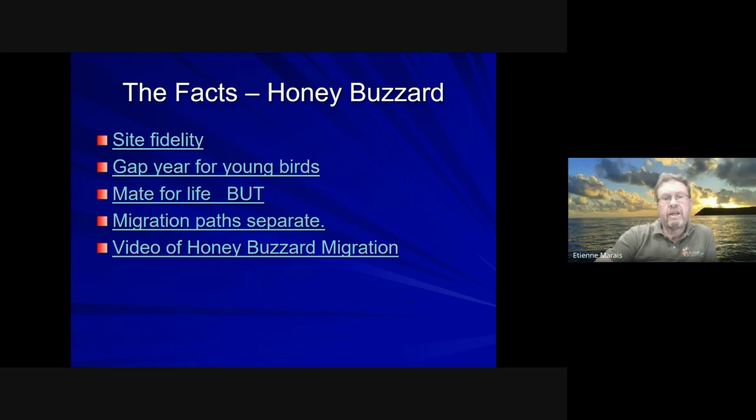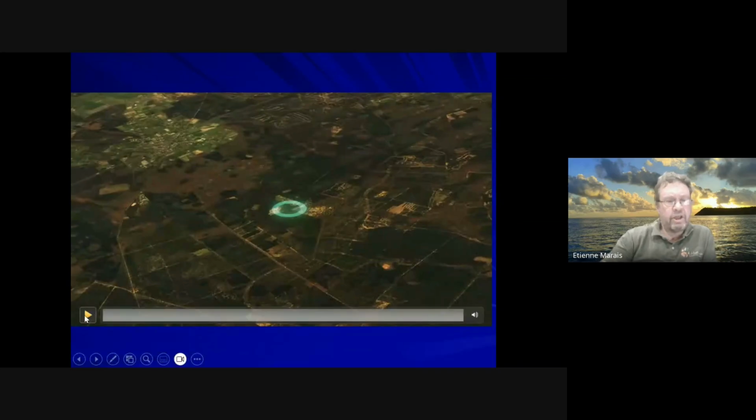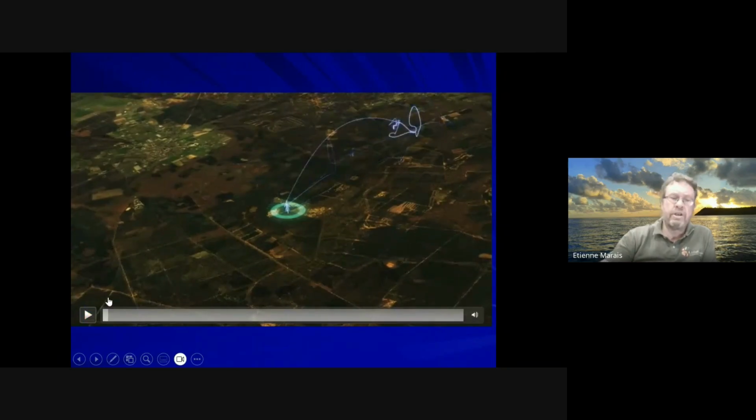And then some interesting facts about honey buzzards. First of all, the thing that struck me was the site fidelity, and then the gap year for young birds, and the fact that these birds mate for life, but do they actually spend their time together? So what I'd like to do is just show you this animation. This is a pair of honey buzzards, the male's in blue, the female's in pink. The starting location is somewhere in Holland, and the animation just shows the movement.